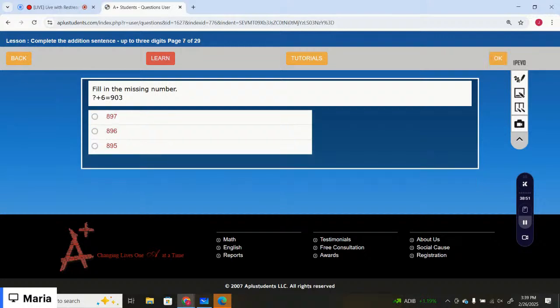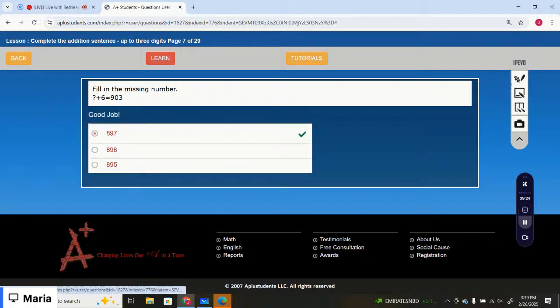Okay, the next one is missing number plus 6 equals 903. So, which is the correct option? That is 897 plus 6 equals 903. Option number 1 is the correct option. Okay, you can complete the lesson by yourself later today.